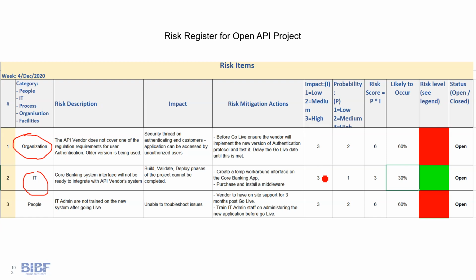So what's the impact of this risk? It's 3, it's high, it's a very high impact. The probability of it going to occur is low. So this, of course, is subjective depending on where you are on the project. The risk score is 30%, right?